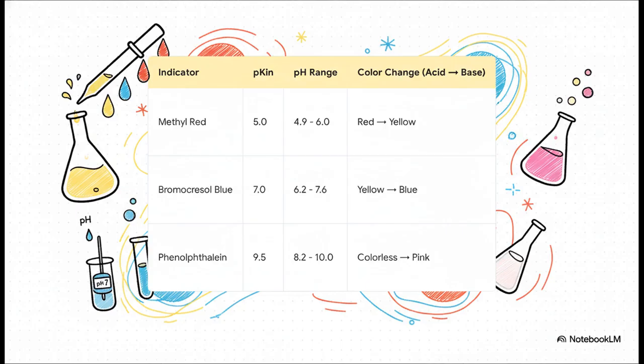They're basically just special dyes that change color at a very specific pH. The whole trick is to pick an indicator that changes color right around the pH of your equivalence point. So for that strong acid-base titration where the equivalence point is at 7, bromocresol blue is perfect. But for that weak acid titration where the equivalence point is, say, around 9, you'd want to choose something like phenolphthalein, which turns that beautiful pink right in that range.